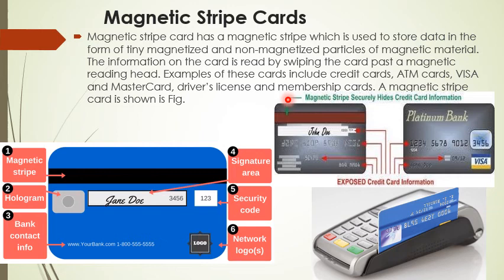Some types of cards are Mastercard, Visa card, ATM card, credit card, or debit card. We also utilize these magnetic strip cards for driving licenses and membership cards. These cards are shown in a figure. If you see on these cards, what information is stored? A magnetic strip is there. This strip stores your information inside it in a magnetized form.